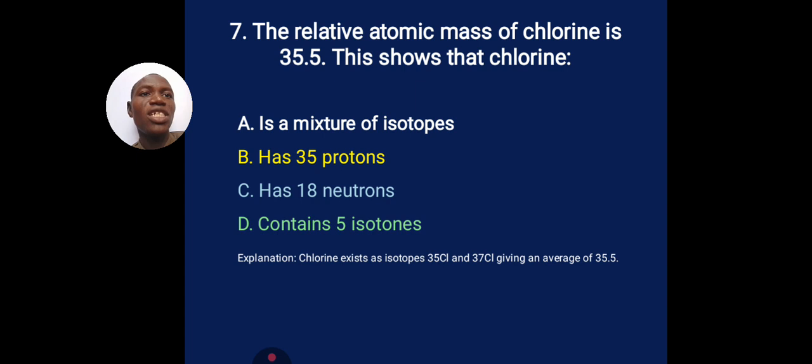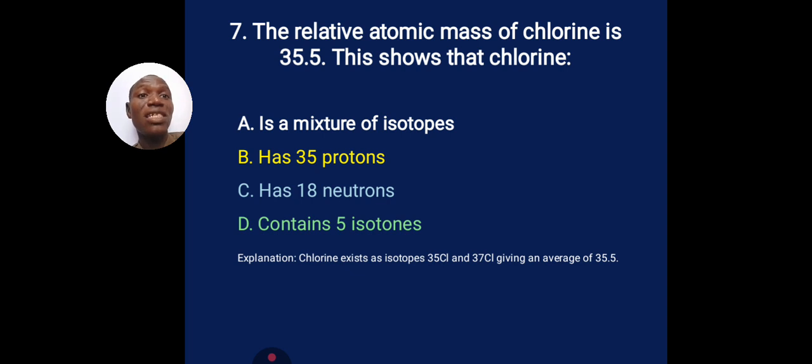The next question says, the relative atomic mass of chlorine is 35.5. This shows that chlorine is a mixture of isotopes, has 35 protons, has 18 neutrons, contains 5 isotons. Which one is the correct answer? Normally, since the sum of the neutrons and the protons is what gives mass number, then we are expecting our mass number to be a whole number. But in this case, we are having 35.5 with a decimal.